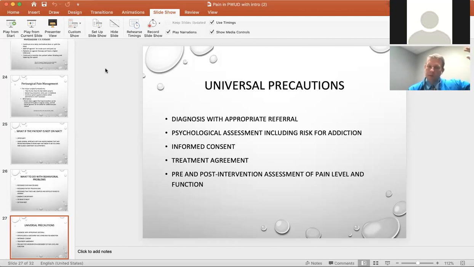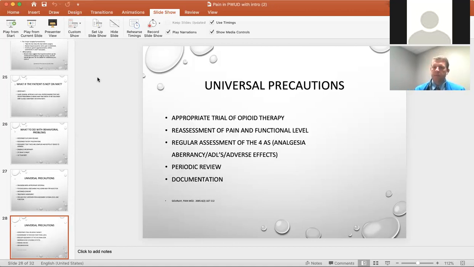Treatment agreements, this is before this was common. So to think about, if I'm going to use opiates, I should be having treatment agreements. I should be assessing how the patient's doing. Next slide. With the intervention, if I use opiates, that it's an appropriate trial. It's a trial. If they're not doing well, to stop it. And this is really more for chronic patients. And then to continue to review what I'm doing and to document properly.